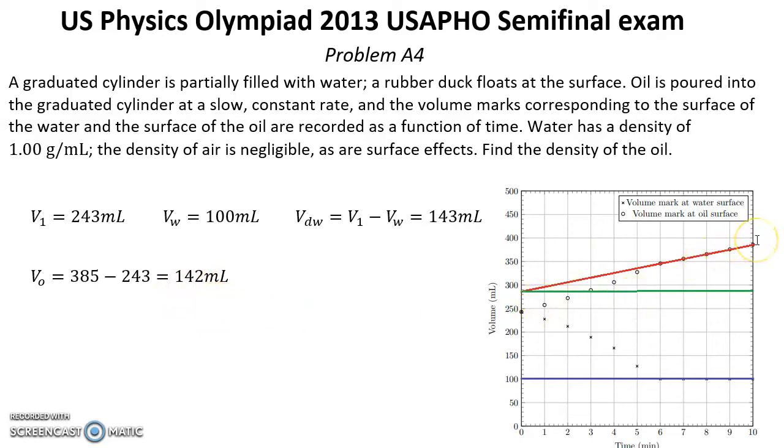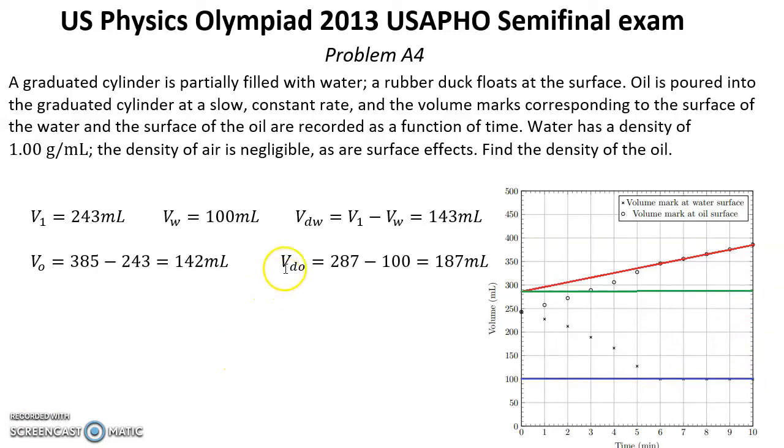So we have VO, that's the amount of oil in the end of the process, which is 142 milliliters. And if we check this graph now, we can say that this is the level of oil, 385 milliliters. The level of water is 100, and the distance between the green line and blue line, that's the volume displaced by our duck from the oil. If we count it, we can count this amount. So we see that VDO, the volume displaced by a rubber duck from oil, is 187 milliliters.